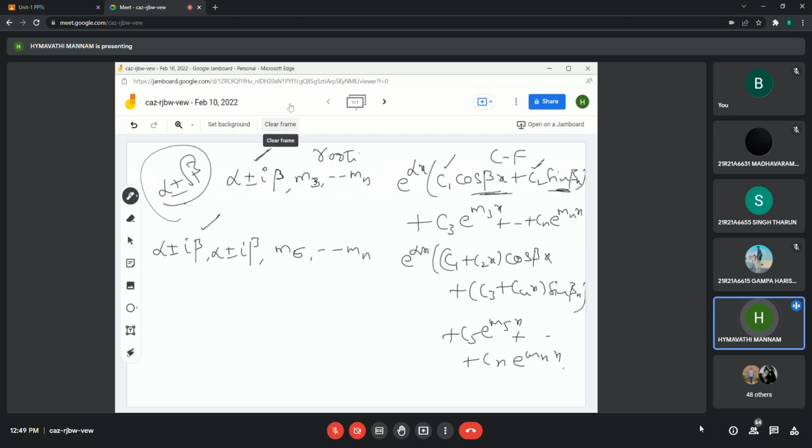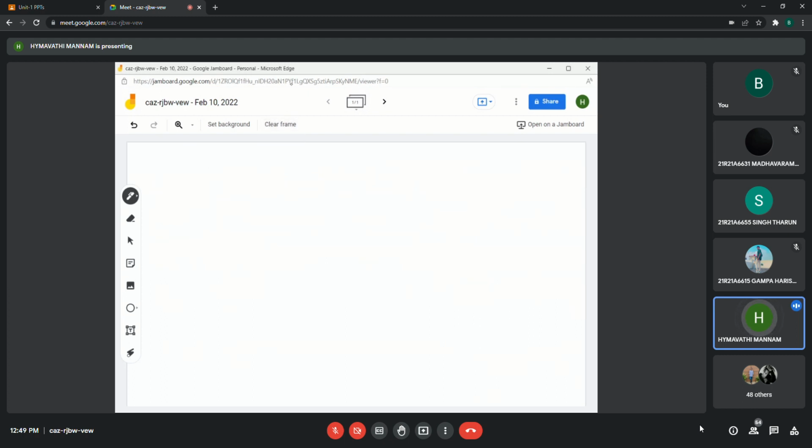And now see the particular integral. How can we find out the particular integral? Here we have different cases. The general formula of the particular integral is 1 by f of D into Q of x. So this is the formula of a particular integral.